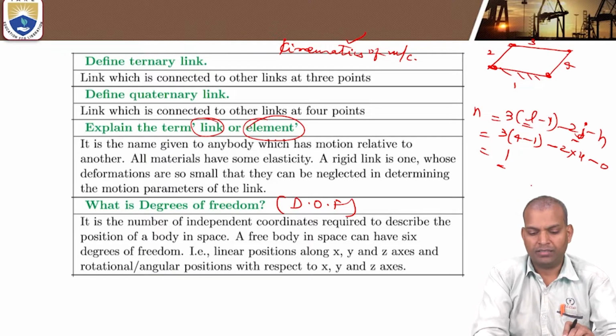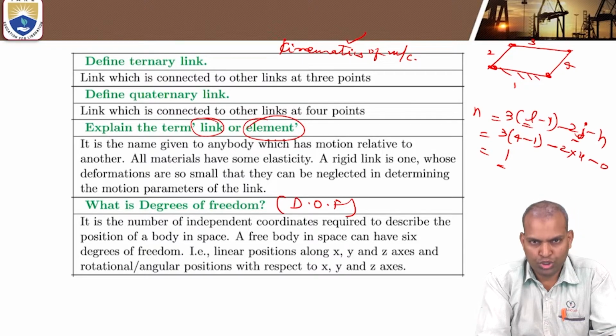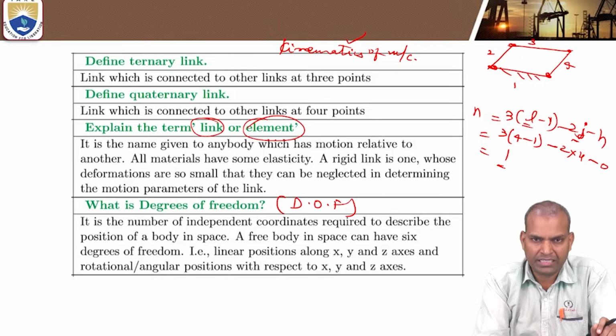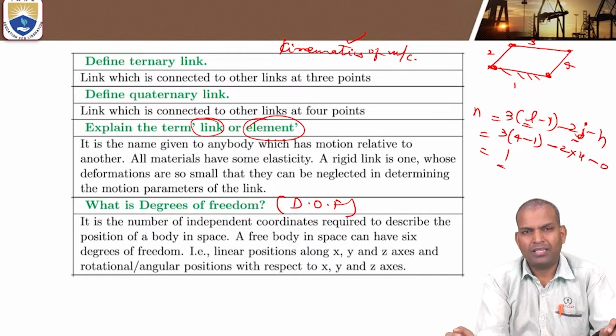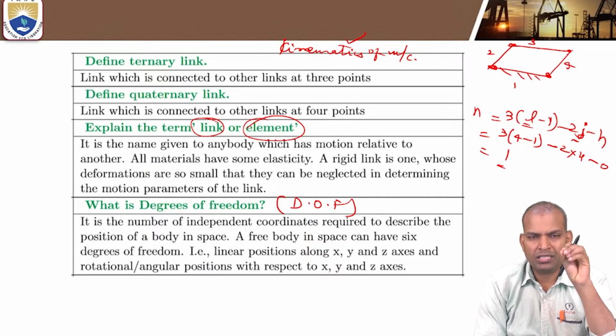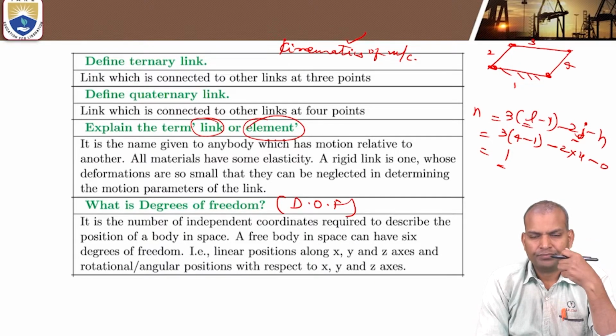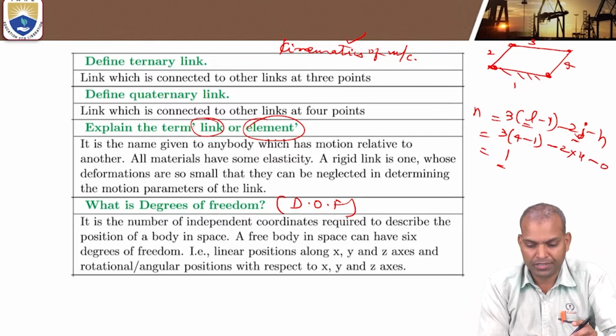What is a lower pair again? What is a lower pair and what is a higher pair? When there is relative motion between two links, and the contact between those two links is either surface contact or area contact, then that pair is called a lower pair. What is a higher pair? If there is motion between the two elements and the contact is either point contact or line contact, then that pair is known as a higher pair. That is the definition of lower pairs and higher pairs.